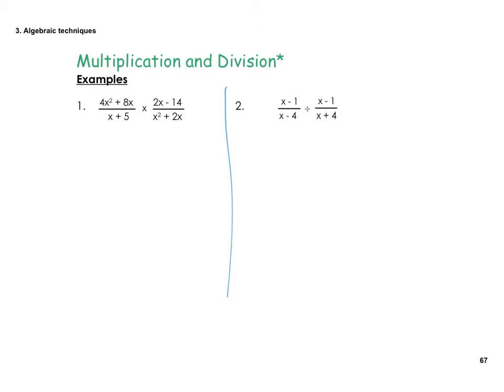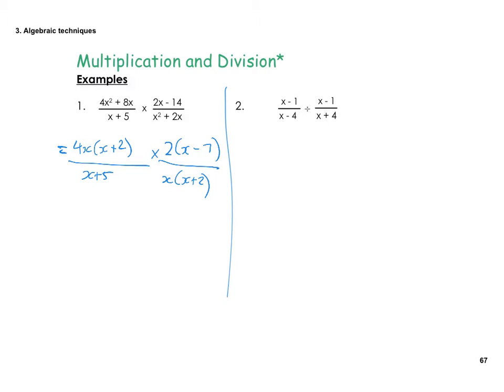Okay, question 1. Now think of each part as something you can potentially factorise. So the first part, 4x squared plus 8x, we can take out a 4x, x plus 2 on x plus 5, times that by 2 bracket x minus 7 over x plus 2.